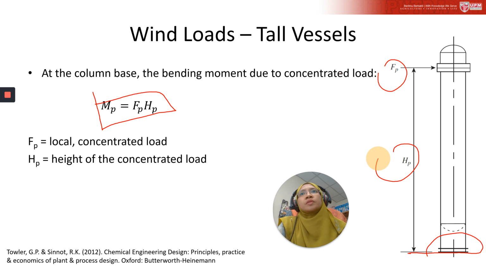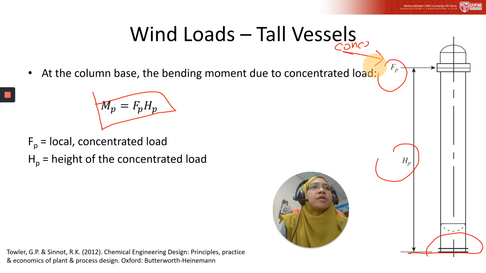So basically this is to show that any local increase in the column area presented to the wind will give rise to a local load. It is also known as concentrated load. So this is to show the concentrated load at the local area.